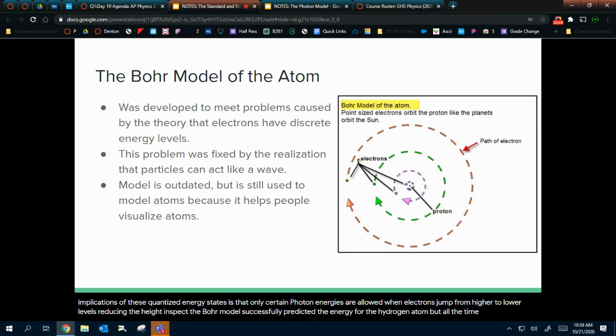So okay, let me take a step back here. Here we think about hydrogen, the simplest atom we know of. We just have a proton, and let's say we just have one electron orbiting it.